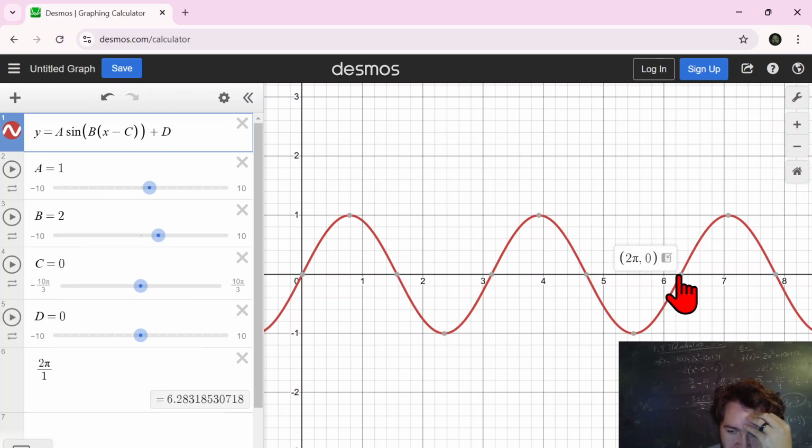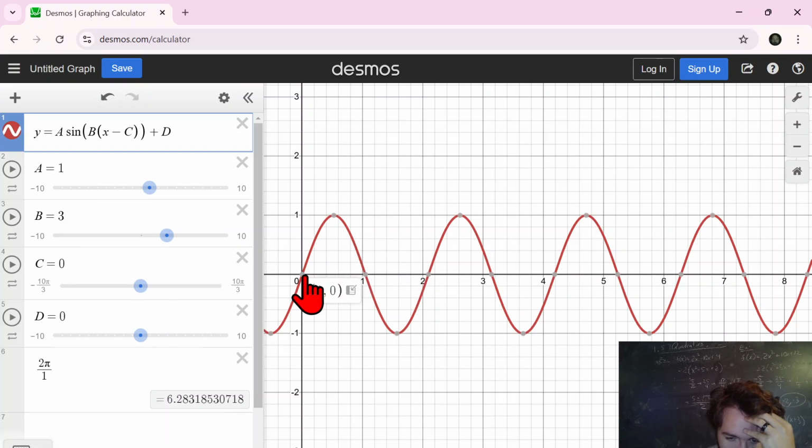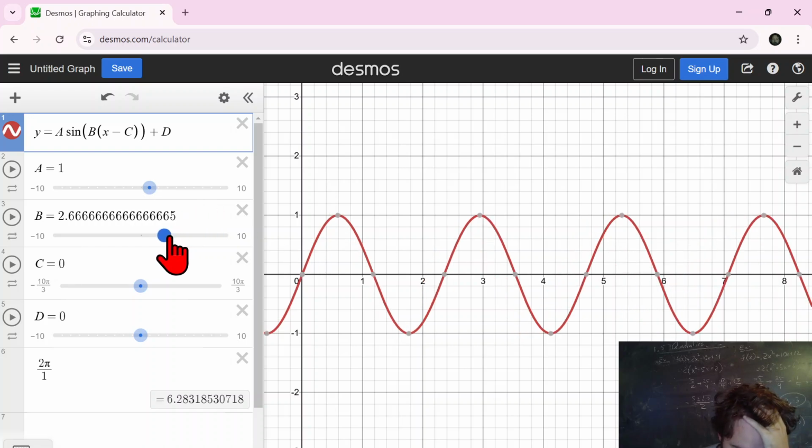So B tells me how many full periods of sine fit within 2 pi of distance along the x-axis. So just to illustrate this a little bit more, let's go to 3. We can count the number of periods. Okay, here's the first place where it's 0. So we skip one, we go to the next, that's one full period. We skip one, we go to the next, that's two full periods. We skip one, we go to the next, you'll notice that we are at 2 pi worth of distance along the x-axis and that there are 3 full periods of sine within that distance. That is the effect that b has on these functions. All right, so I'm going to set this back to 1.